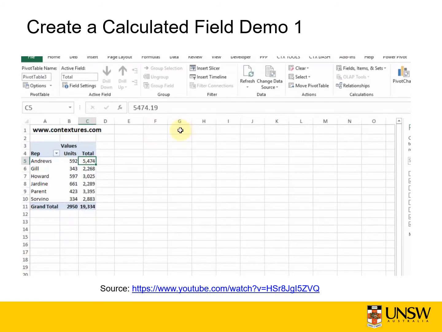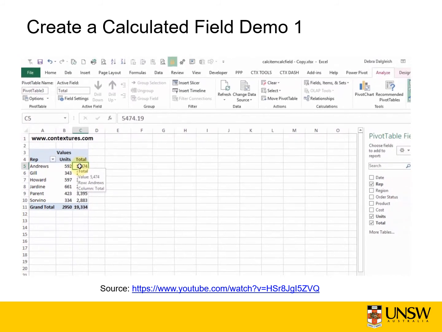The other type of formula in a pivot table is a calculated field. So this is the same data. I've now listed all the sales reps here, how many total units they sold, and the total amount of their sales. We're going to give everyone a bonus, and it's going to be based on what total they sold. So I've got a cell selected in this pivot table.